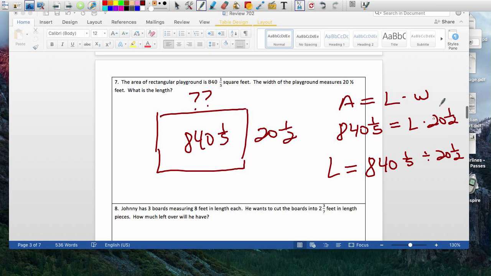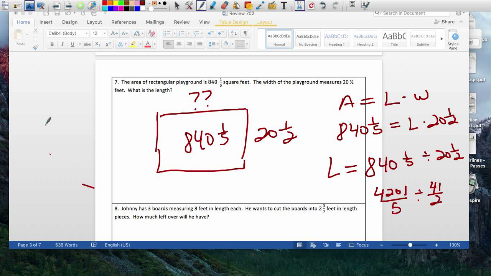So, how do you want to do this? Well, you can change to decimals if you like, 840.2 and then divide that by 20.5, or do it as a fraction. So, either of them, they're really ugly. So 840 times 5 equals 4,200, plus 1 is 4,201 over 5. And we're going to divide that by 41 over 2.